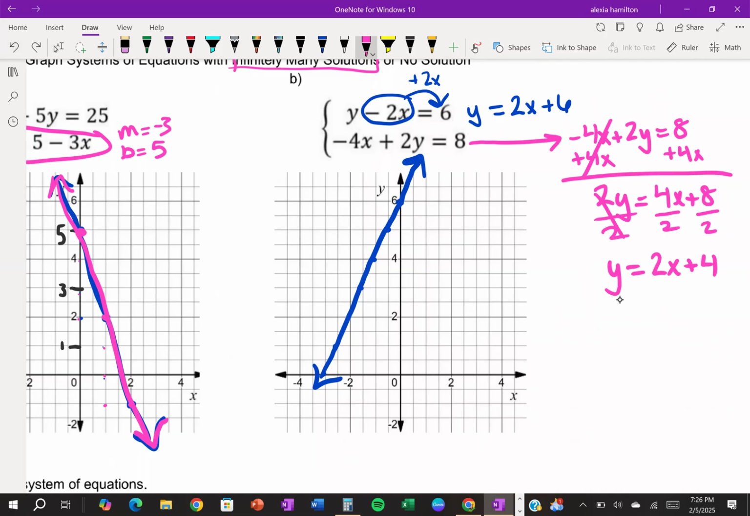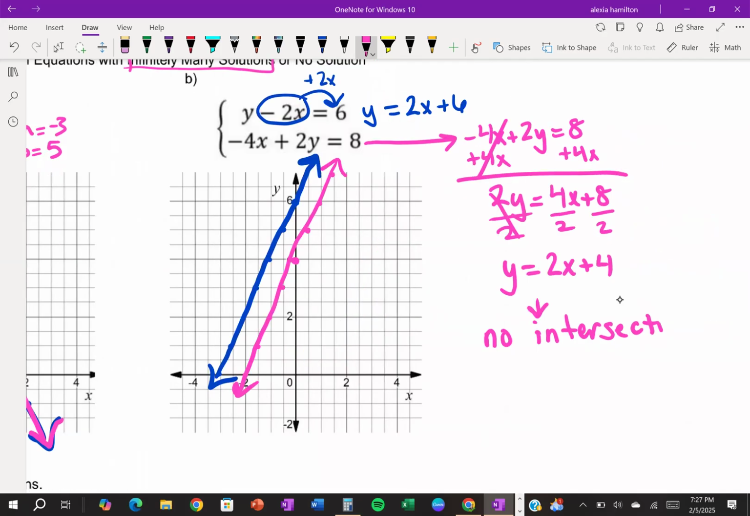Now we're going to graph. So we're at the positive 4 for my y-intercept, and I'm going to go up right 1, up right 1, up right 1. Well, that didn't get any closer. Down left 1, down left 1. I don't think those lines are ever going to cross. So there's no crossing, no intersection, which would give you no solution.